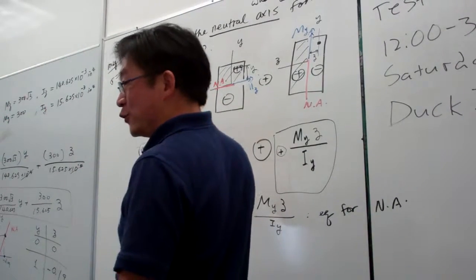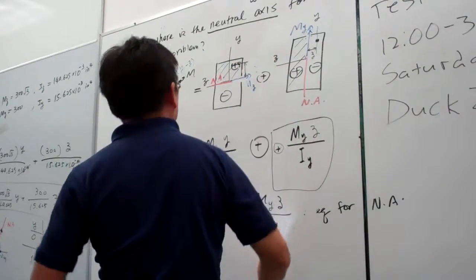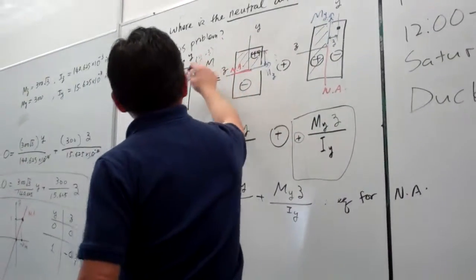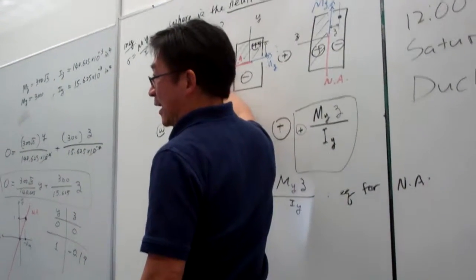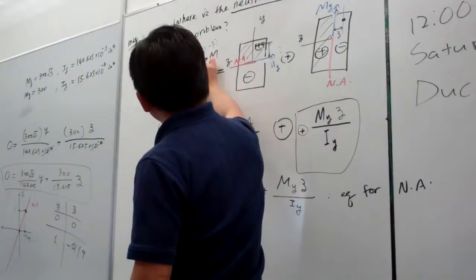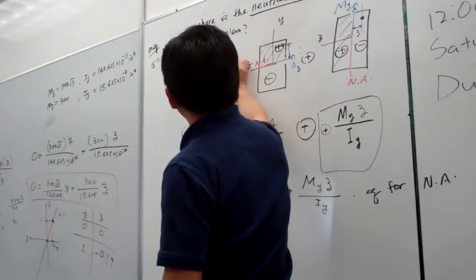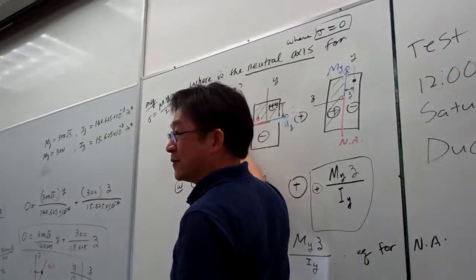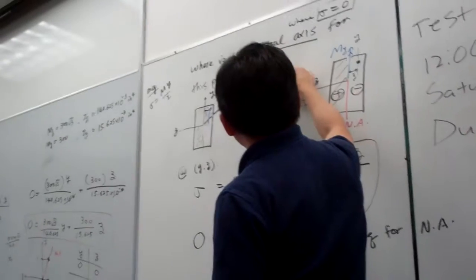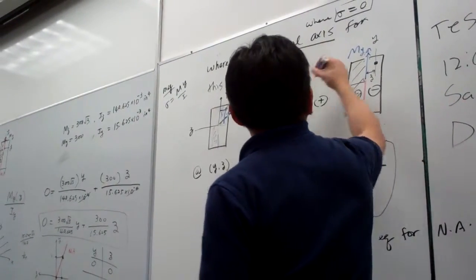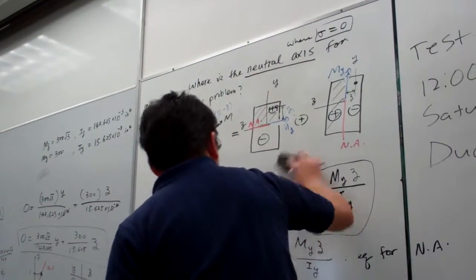Okay, let me redo this one. So y and z right now they both are positive values, and this point located here has a negative z coordinate, so I put a negative z here. Again, the distance from here to here is y, and the distance from here is z.